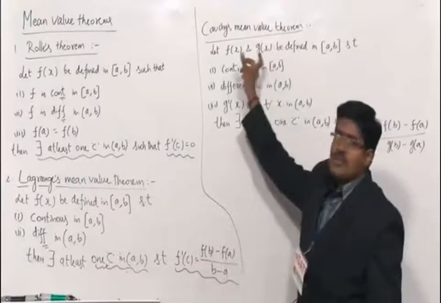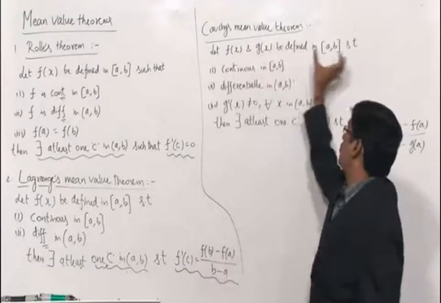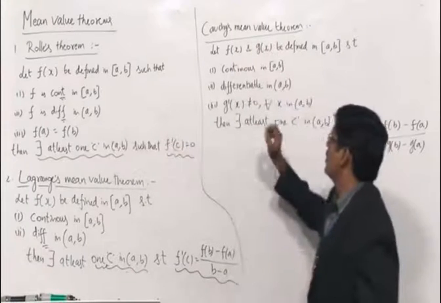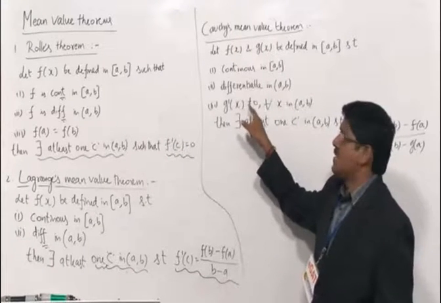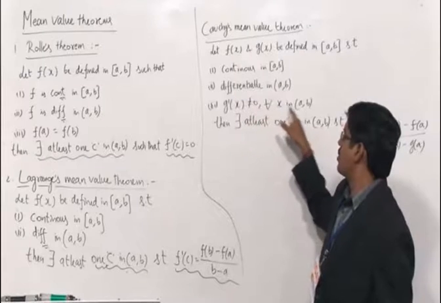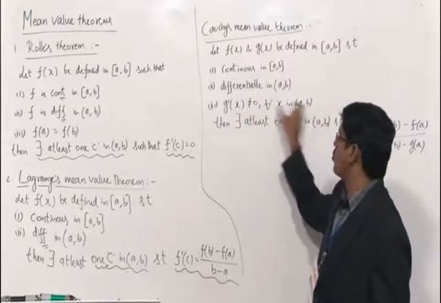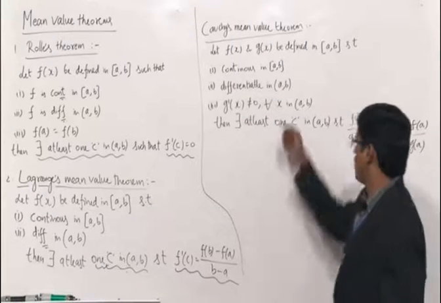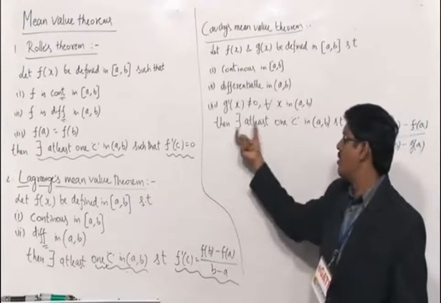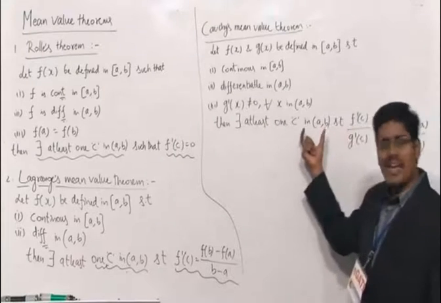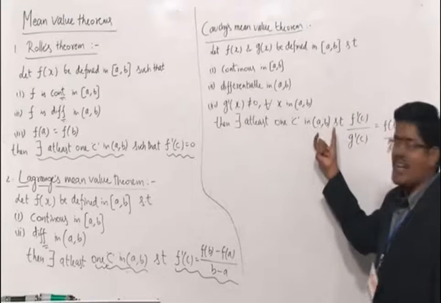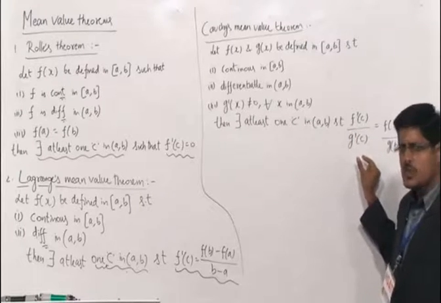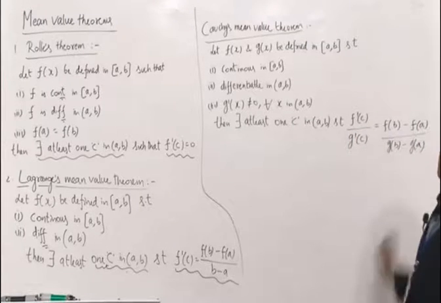Next, in Cauchy's mean value theorem, you consider two functions, both are defined, both are continuous, both are differentiable, similar to previous theorems. There is a third condition here: g dash x is not equal to 0, that is, the second function's derivative is not equal to 0 for every number between A and B. Now, what is the condition to prove here? Between A and B, as explained earlier, you find a number C such that the first function's derivative divided by the second function's derivative is equal to f(b) minus f(a) by g(b) minus g(a).